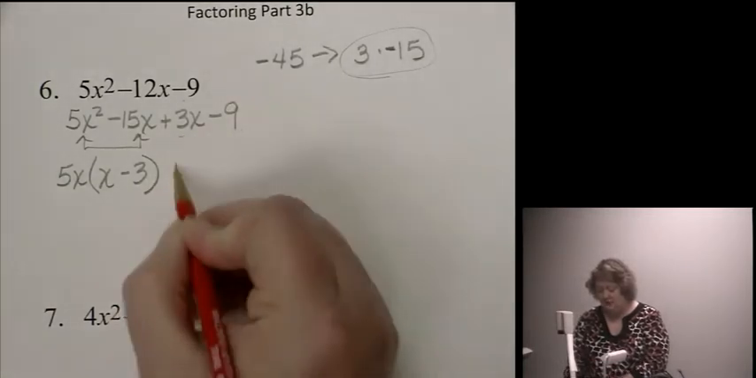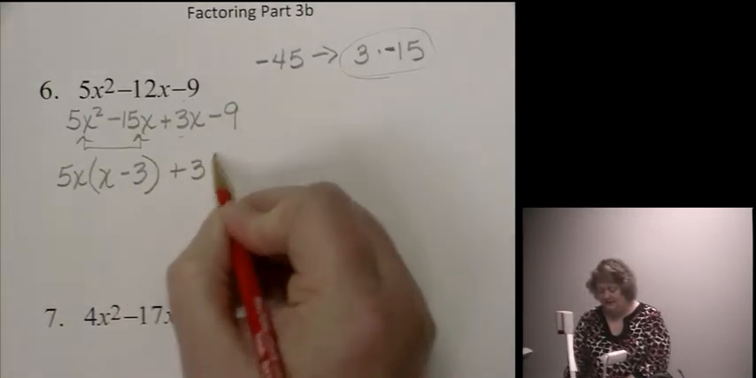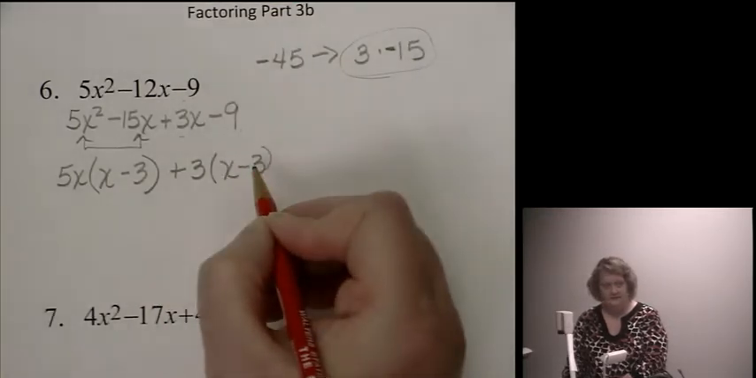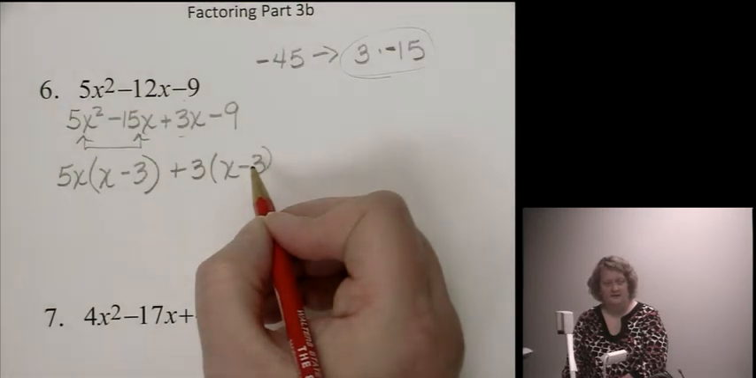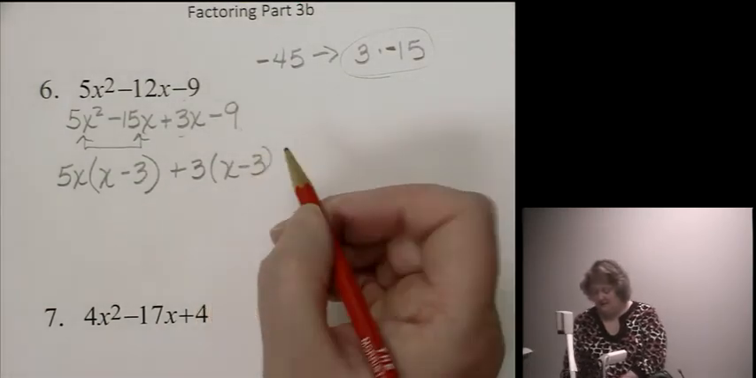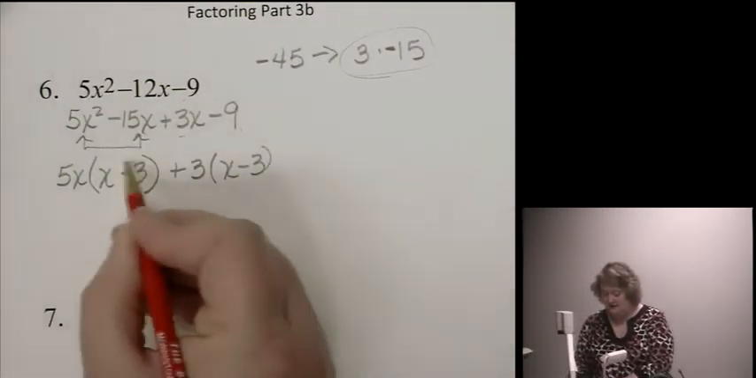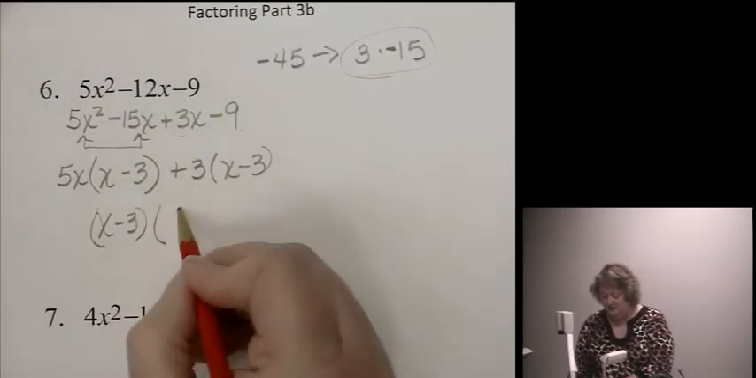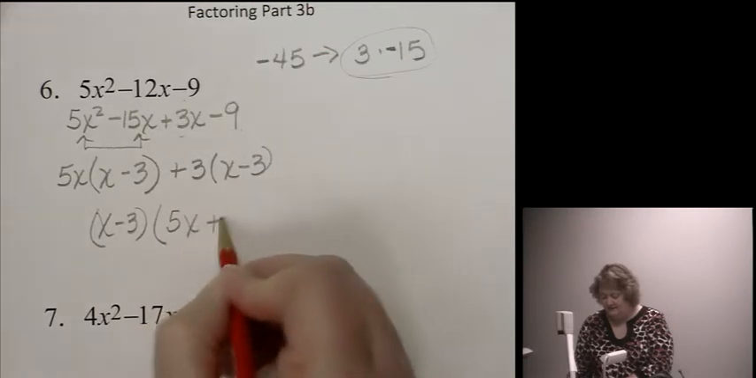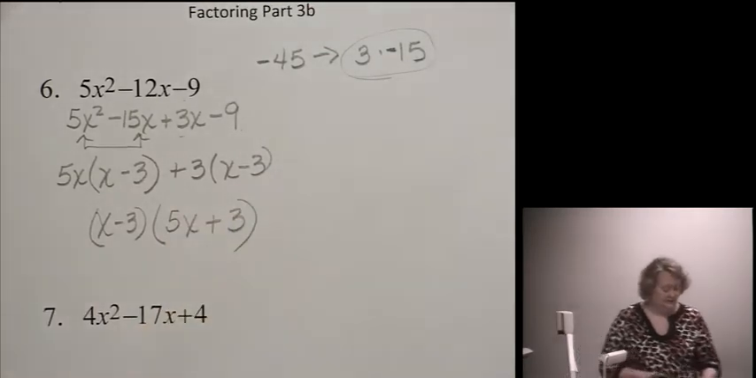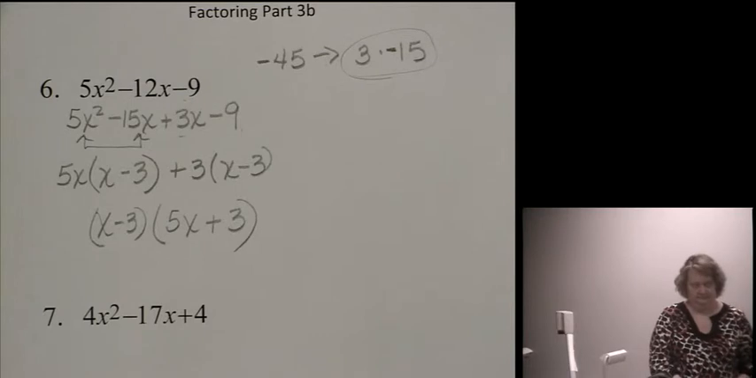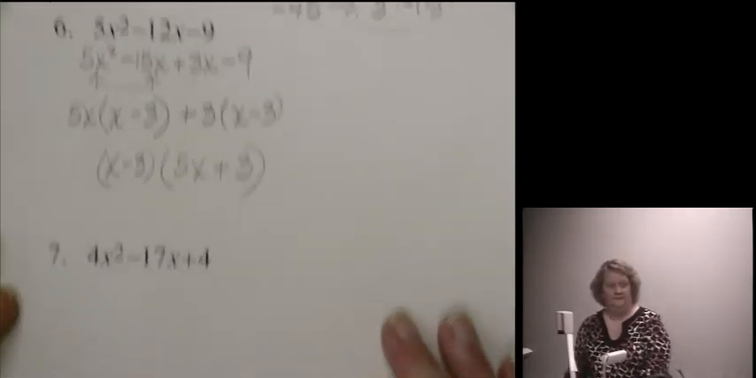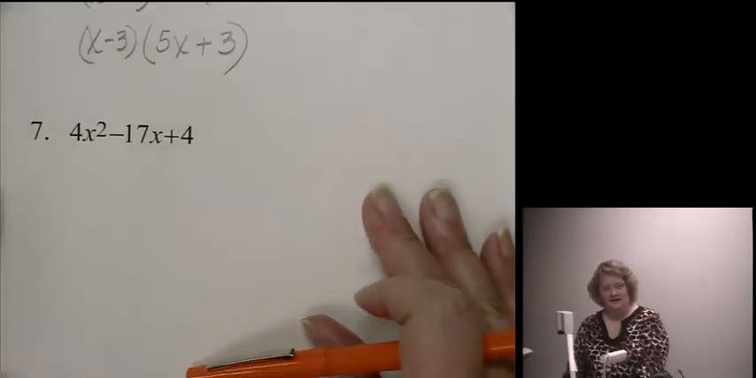Common to the last two terms would be plus 3, and we'd be left with x minus 3. And then x minus 3 is your common factor, and you're left with the 5x plus 3. Okay, let's look at the next one.